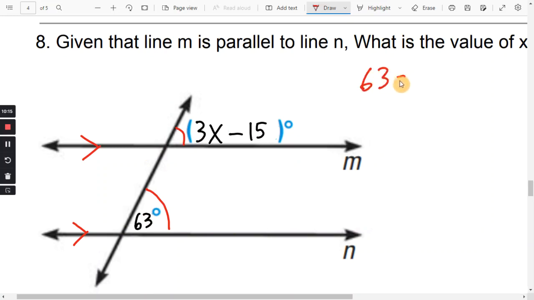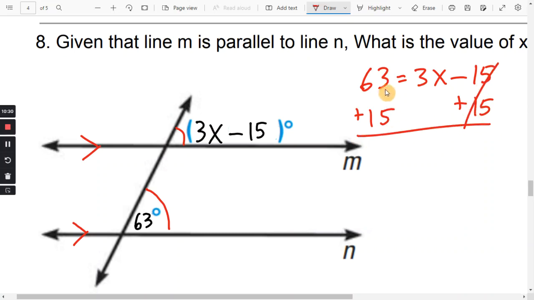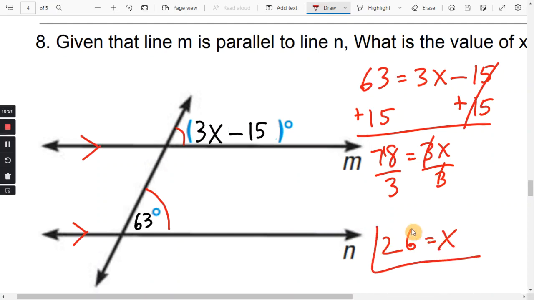So 63 is going to equal 3x minus 15. Okay, solving for x, I add 15 to both sides. 15 minus 15 is gone. 3 and 5 is 8. 6 and 1 is 7, and that equals 3x. Solving for x, you just divide both sides by 3. 3 into 7 goes 2 times, carry the 1. 3 into 18 goes 6 times. And we're left with x equals 26.